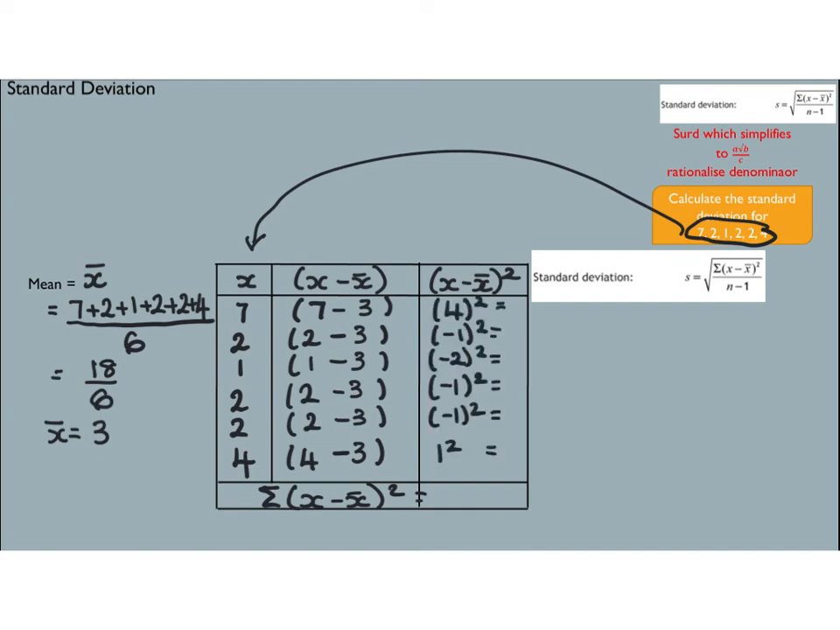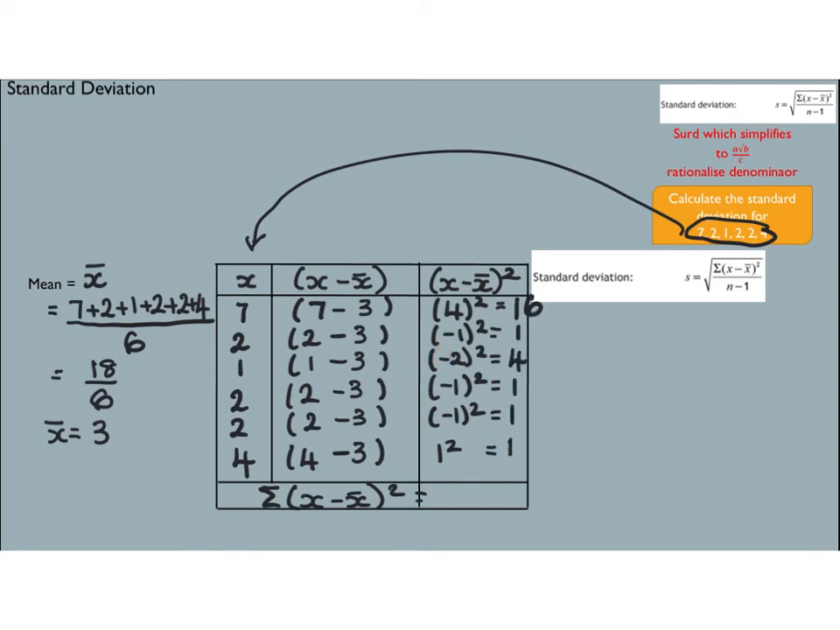Again, I'm being very careful with my negative numbers. 2 take away 3 is minus 1. 1 take away 3 is minus 2. Again, 2 take away 3 is minus 1. And again, we've got a positive 1. Now remember, when I square each of these, they're going to come out as positive answers. A negative times a negative makes a positive.